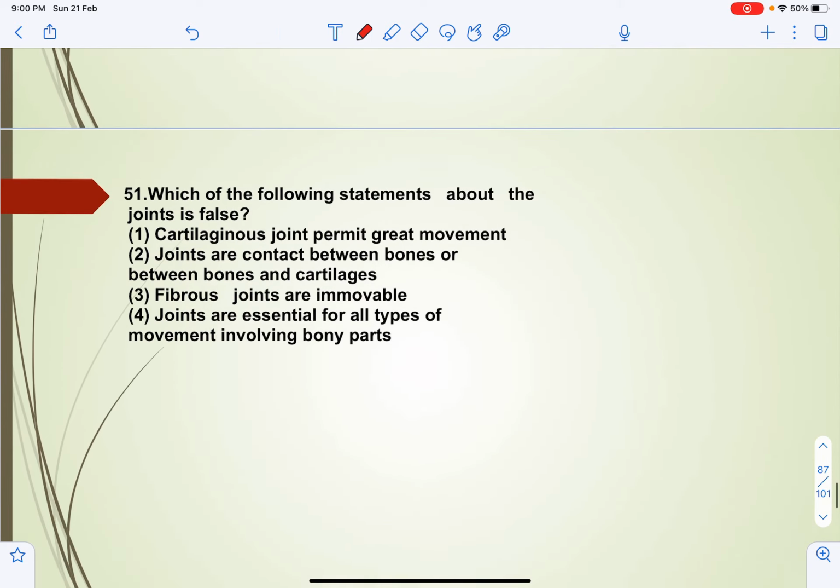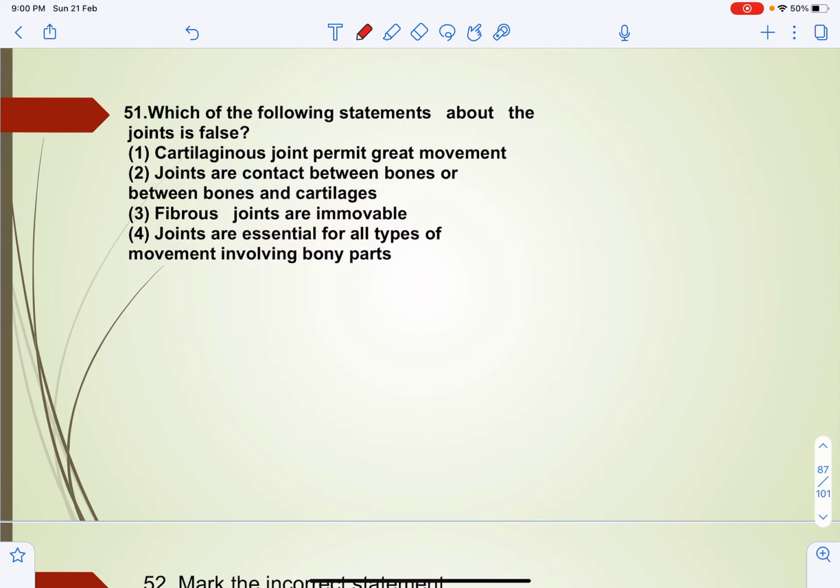Now, which of the following statements about the joint is false? See, cartilaginous joint permits great movement. No, that is wrong. The statement is false. Cartilaginous joints permit little movement, whereas synovial joints permit great movement. So this is wrong.